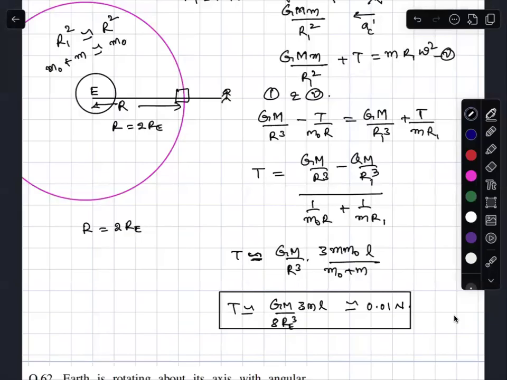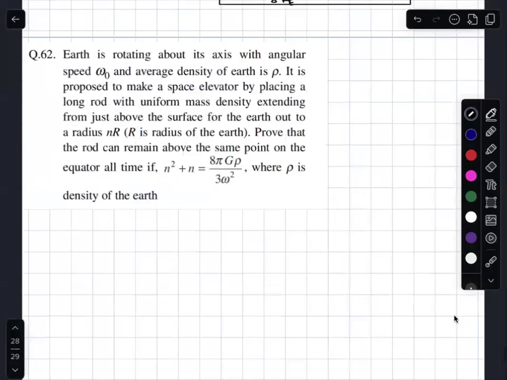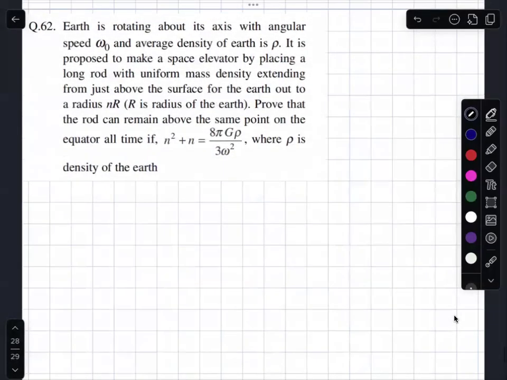Are we clear? Everyone in this class? Right. Do you think that a weak cable that can only take a small load comfortably will avoid disconnecting, right? Next question, 62. Make it fast, boys. Read the question.